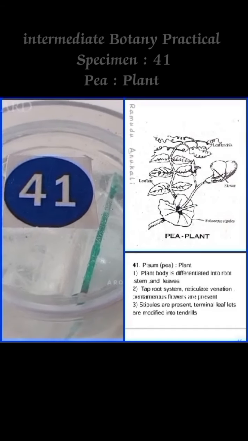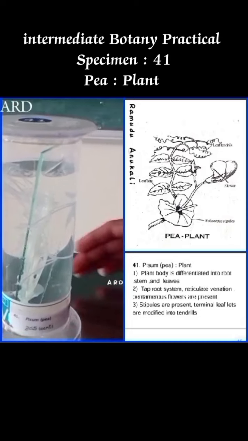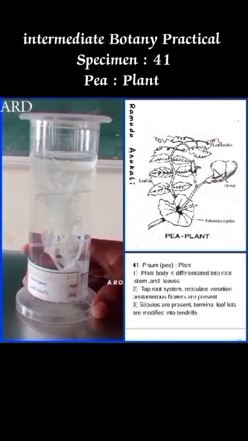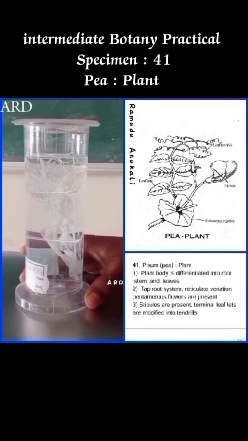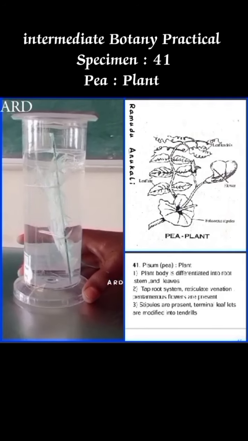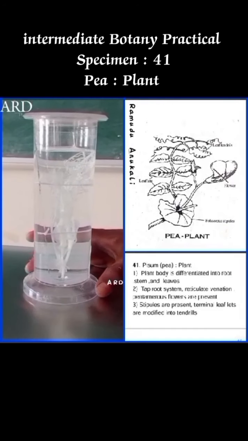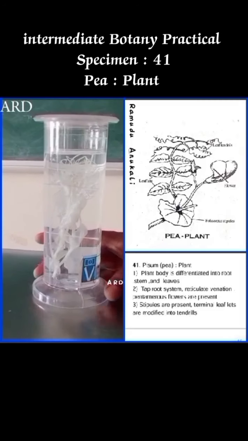Number 41. Specimen. Pisum plant. The plant body is differentiated into root, stem and leaves. Taproot system, reticulate venation, pentamerous flowers are present, stipules are present, terminal leaflets are modified into tendrils.